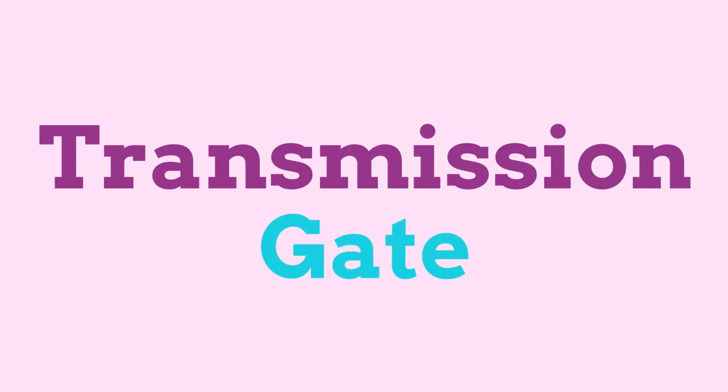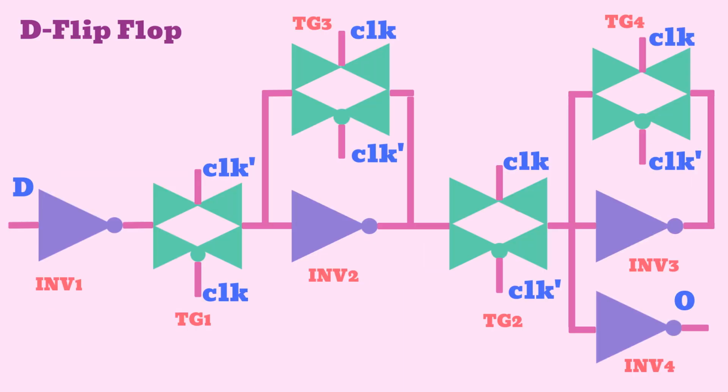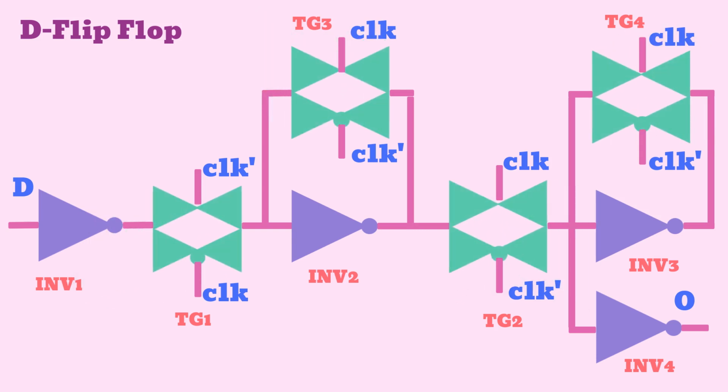In this video, we'll learn about transmission gates. Transmission gates are used for building logic circuitry such as D-latch or D flip-flop. This is an example of internal circuitry of a D flip-flop. Gates TG1, TG2, TG3 and TG4 are called transmission gates.